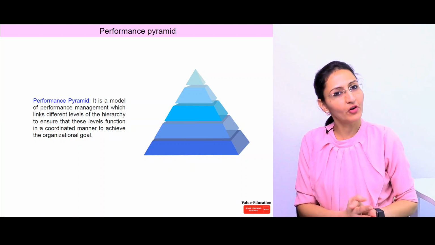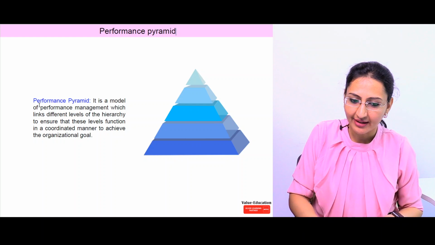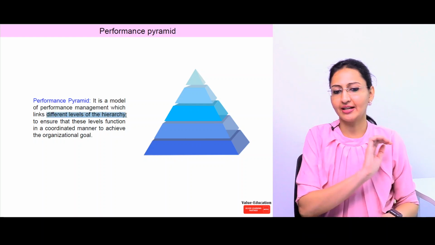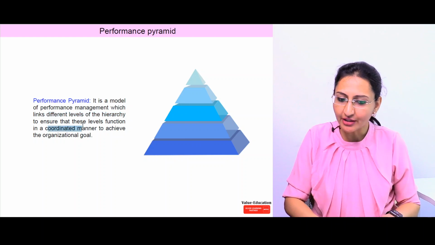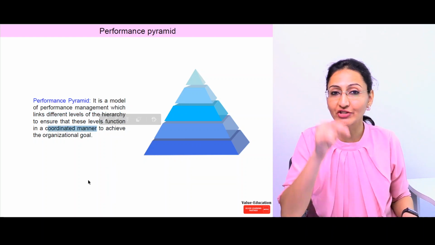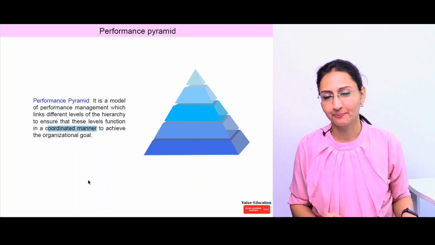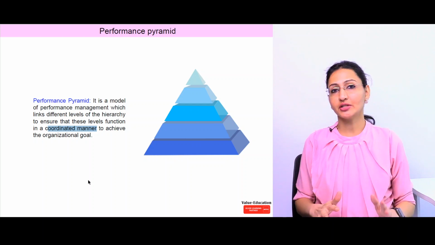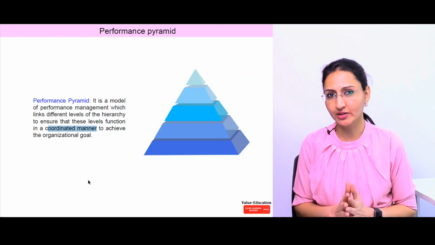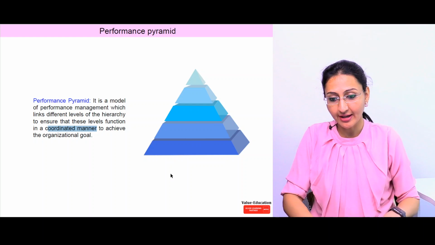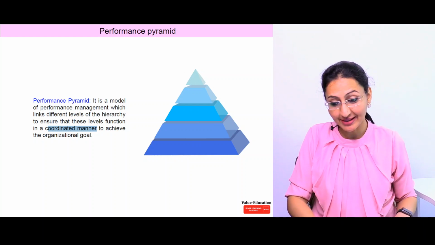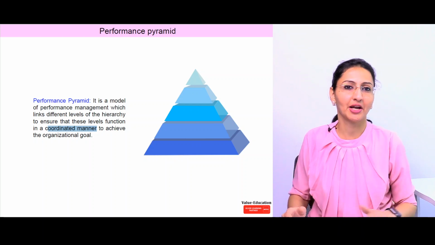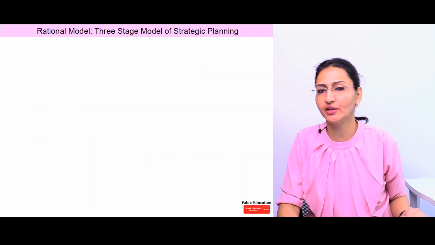It's a model of performance management where different levels of the hierarchy are linked together to ensure that they work in a coordinated manner to achieve the organizational goals. They cannot just work for individual goals. They have to work towards the main central goal of the organization. That is the main crux of a performance pyramid. Although there is not much to study on this.